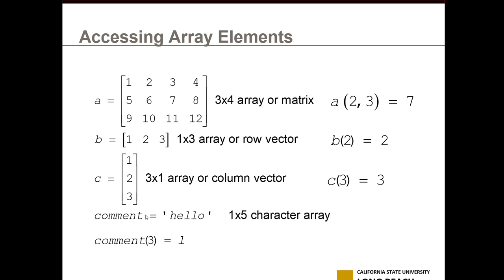Now, interesting for the character array, remember, a character array takes into account every single digit. It's not a single thing, it's 5 different things. It's the letter H, the letter E, the letter L, and so on. So if we wanted the third element in comment, we would say comment parentheses 3 and hit enter, and it would give us the letter L.